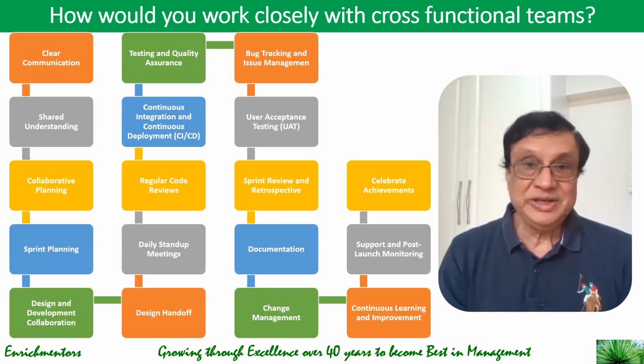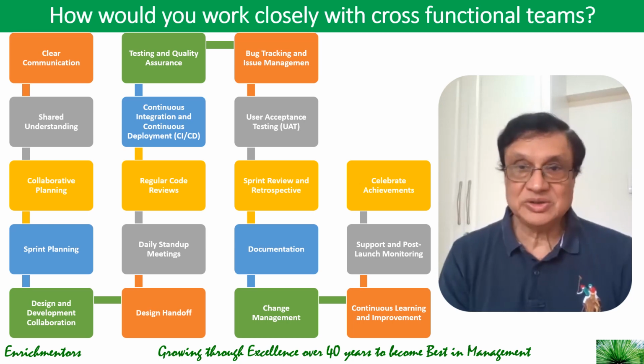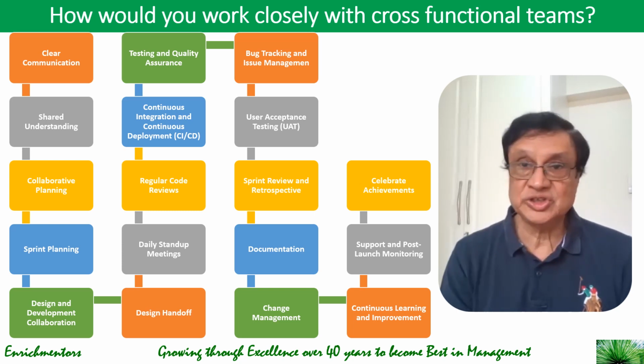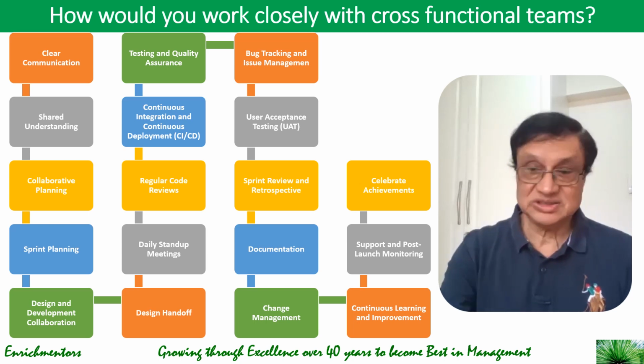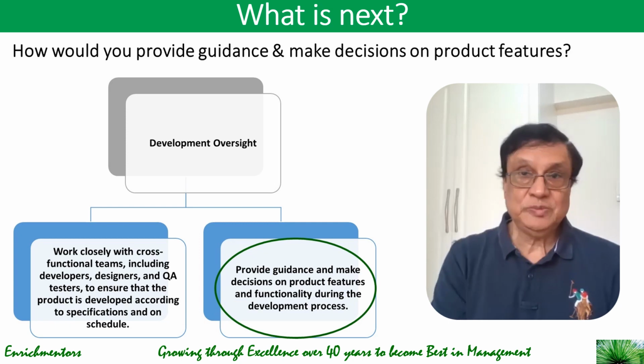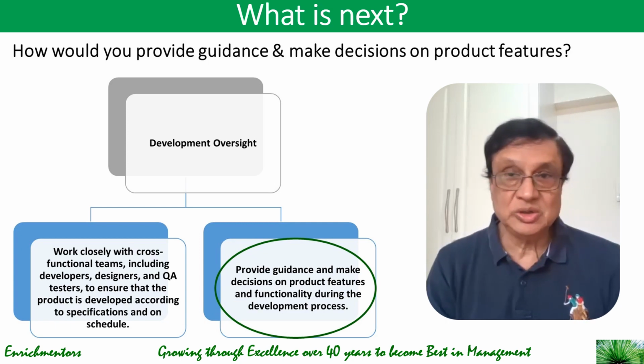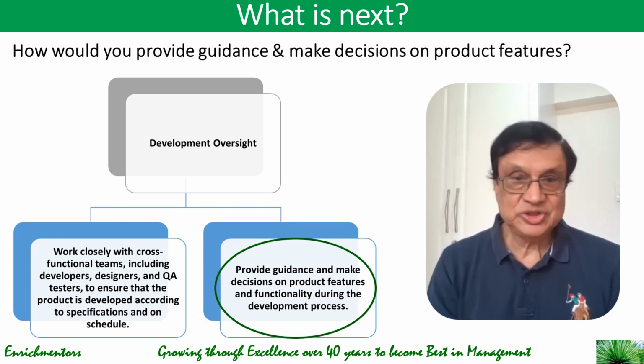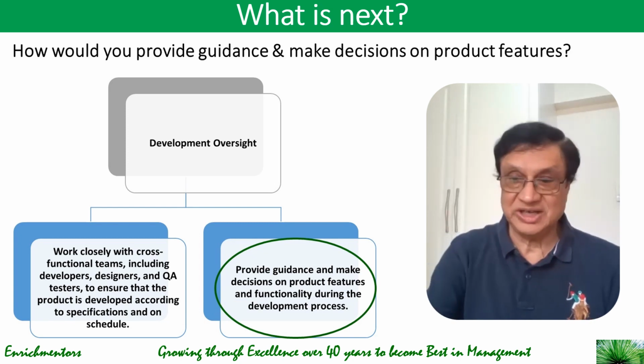So, by following these practices and fostering a collaborative culture across the cross-functional team, you as a product manager can ensure that the product is developed according to specification, on schedule, and with the high quality as required. Effective teamwork and communication are key to successful product development. So, what do we do next? Having looked at how to work closely with the cross-functional team to ensure the product is developed according to specs and on schedule, we will take a look at how to provide guidance and make decisions on the product feature as you go forward in the development cycle.